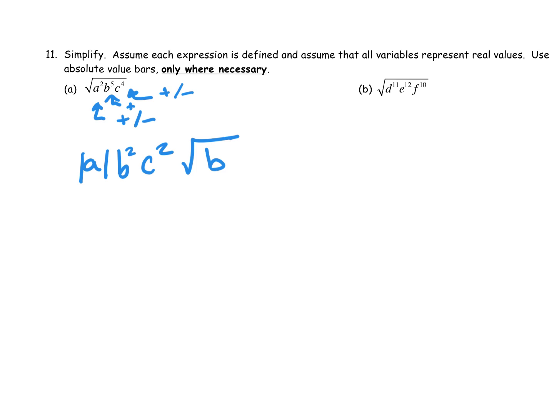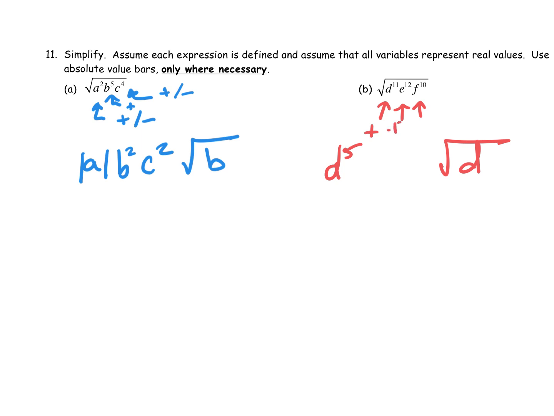Okay, let's do the second one, thinking about the same type of thing. D is to the 11th, and the other 2 are to an even power. Anything raised to an even power is going to end up being positive, which means D has to only be positive. Again, we can't take a square root of a negative. So because D is only positive, I don't have to worry about an absolute value. I just have to think about how many pairs there are. There are 5 pairs, so D to the 5th comes out. There's still a D left inside.